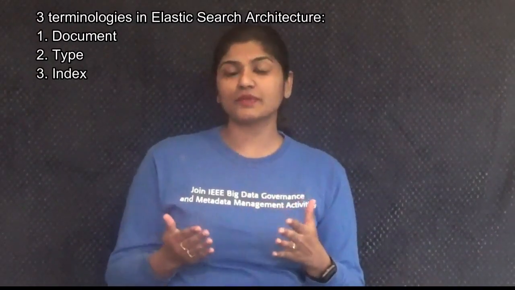The final one is index. Index is a collection of documents. It is the highest level entity that can be queried against in Elasticsearch. It represents a database itself. If you are searching for a term in a document, the search engine responds back in the order of relevancy.